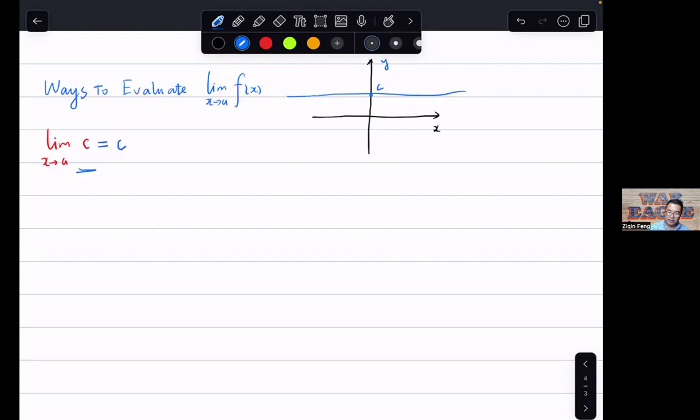Now, the second easiest observation here is the identity function, not the constant function. As x goes to a here, where does the function go, right? This for sure goes to a, right? Because x goes to a, your function is the same as x, so for sure your function also goes to a, right?